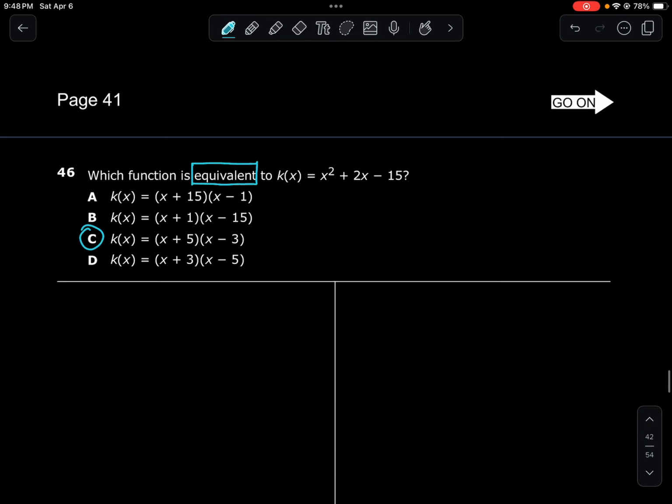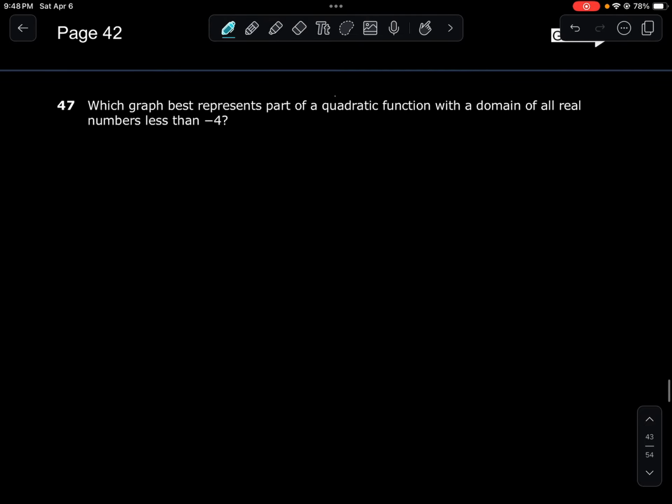Yes, there's nothing really else to do here. Let's go to the next one. Which graph best represents part of a quadratic function with domain of all real numbers less than -4?